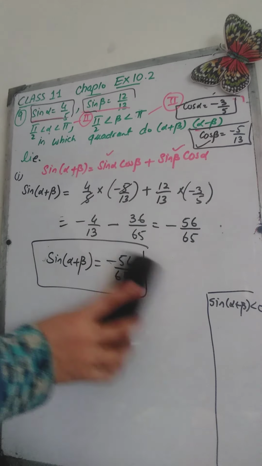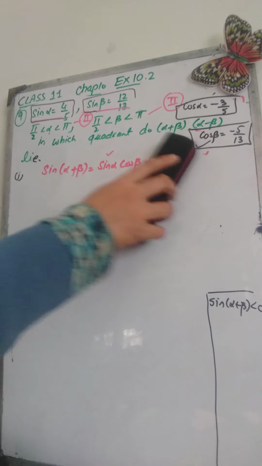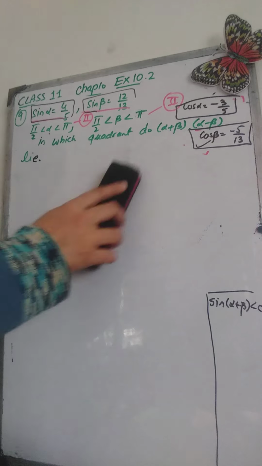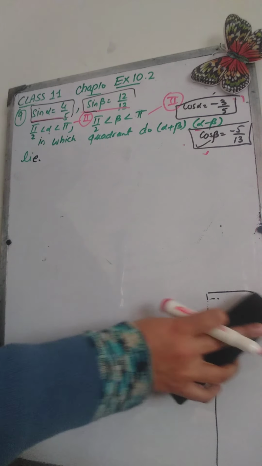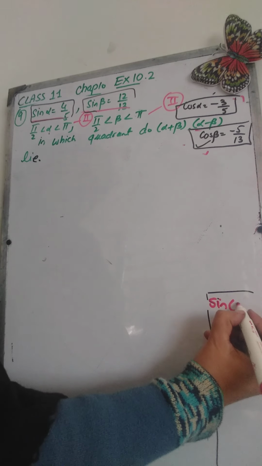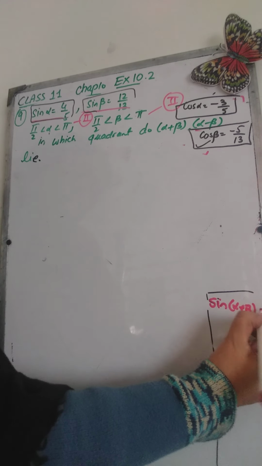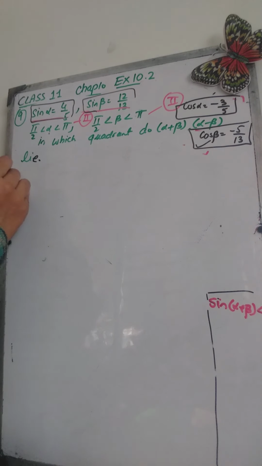So sine of alpha plus beta, we have calculated it to be equal to negative 56 over 65. Okay, so what conclusion do we have from here is that we concluded that sine of alpha plus beta is less than 0. Okay, it's negative. Now let's move to the next part.